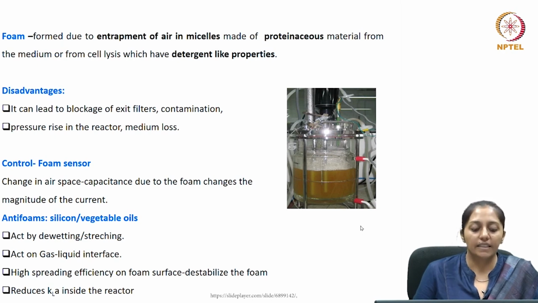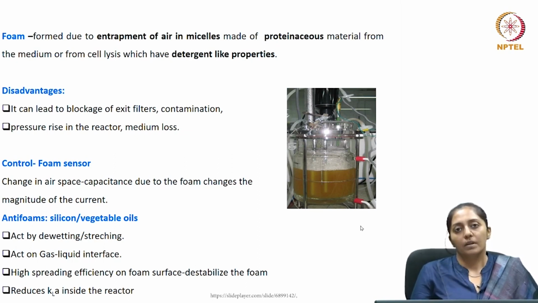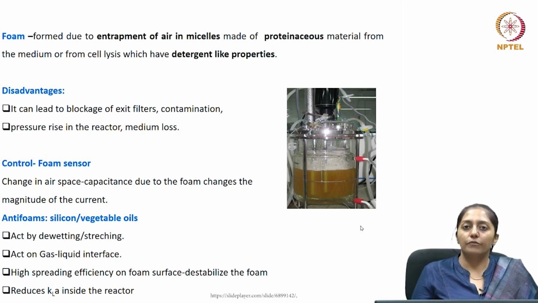Now, the disadvantage is that it can lead to blockage of the exit filters and thereby contamination. And because of the blockage of the exit filters, it can eventually lead to pressure rise inside the reactor, which can be dangerous. So, to control foaming inside the reactor, there is an anti-foam probe which is based on air capacitance. As the foam rises from the surface, the capacitance changes because the air is replaced by the foam, and this change is measured by the probe, and accordingly the anti-foam can be added. The signal is sent to the biocontroller, and from the biocontroller the pump which is connected to the anti-foam addition bottle gets switched on, and the anti-foam is added inside the reactor.